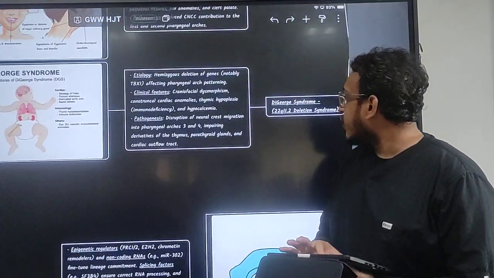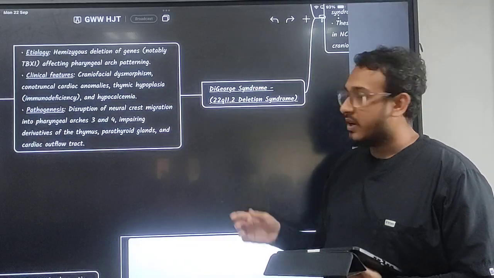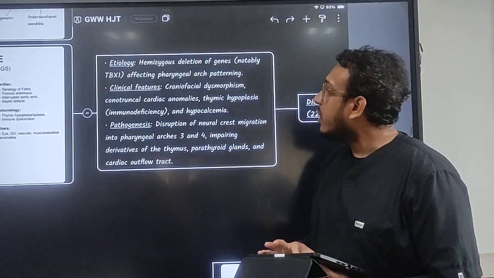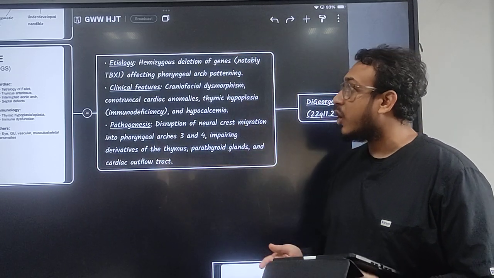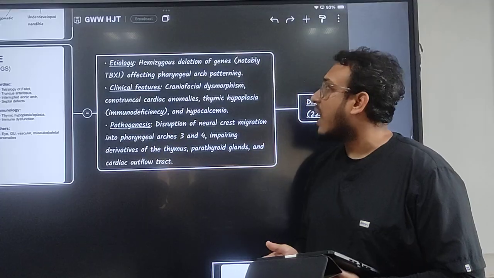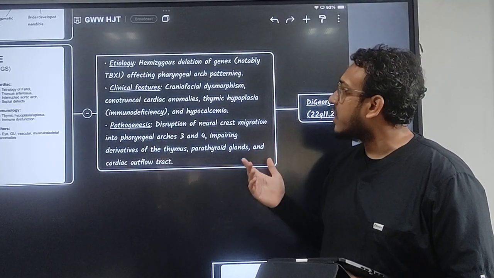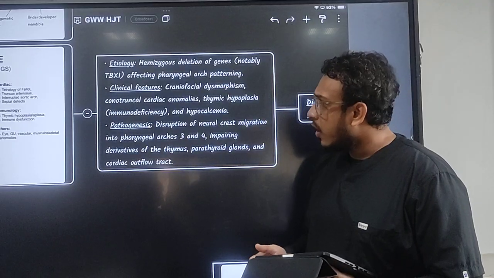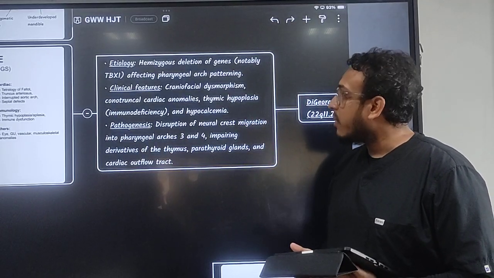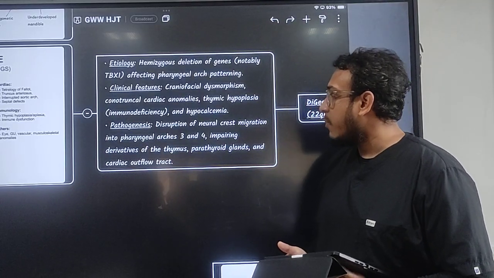Coming to DiGeorge syndrome, it is a deletion in chromosome 22, q arm 11.2. That is a hemizygous deletion of genes affecting pharyngeal arch patterning. The clinical features are craniofacial dysmorphism, cardiac anomalies, thymic hypoplasia, immunodeficiency, and hypocalcemia.